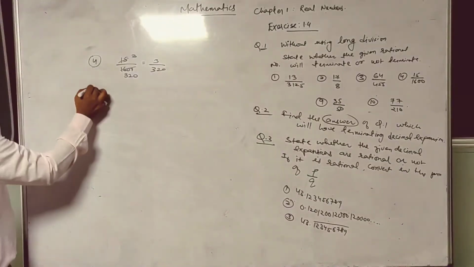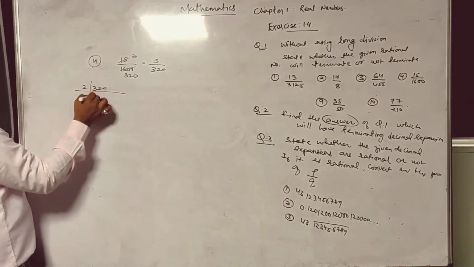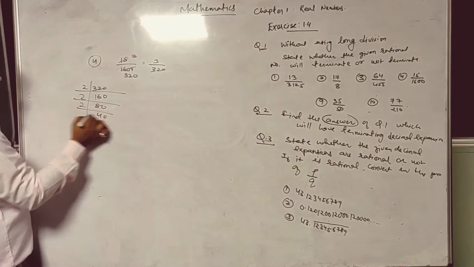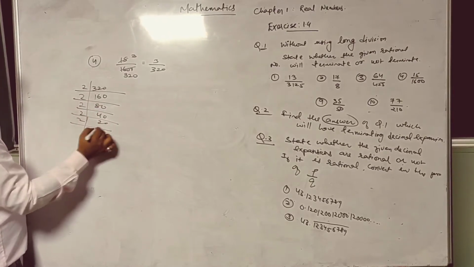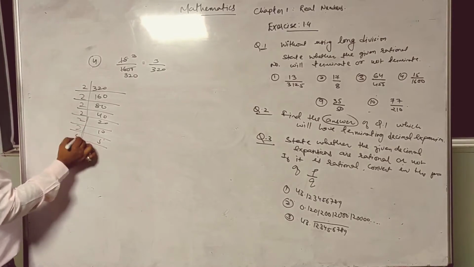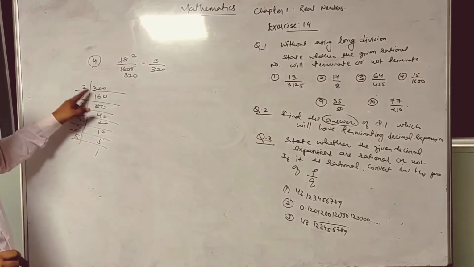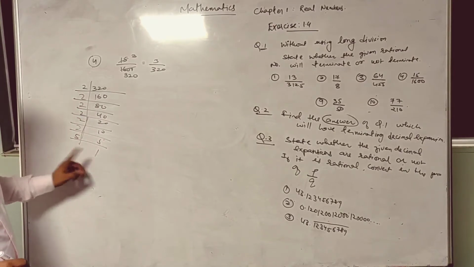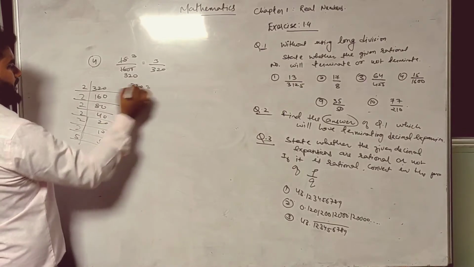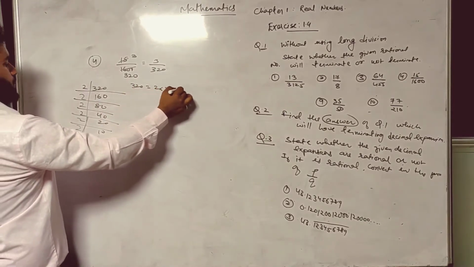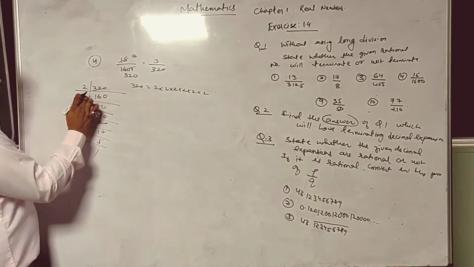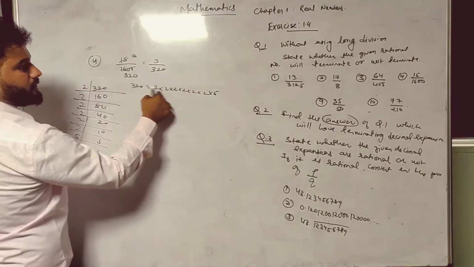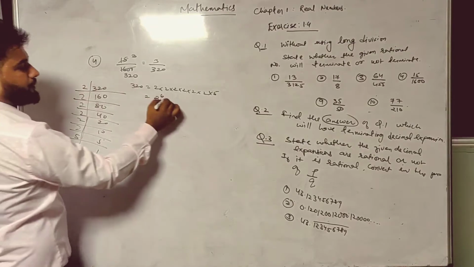Now 320 is there. So write down 320 and find the prime factors. 2 1s are 2, 2 6s are 12, 2 0s are 0, right? 2 160s are 320, 2 80s are 160, 2 40s are 80, 2 20s are 40, 2 10s are 20, 2 5s are 10, and 5 1s are 5, correct. So 320 can be written as 2 into 2 into 2 into 2 into 2 into 2, I think 6 times, right? 2, 4, 6, into 5. So it is 2 to the power of 6 into 5 to the power of 1.